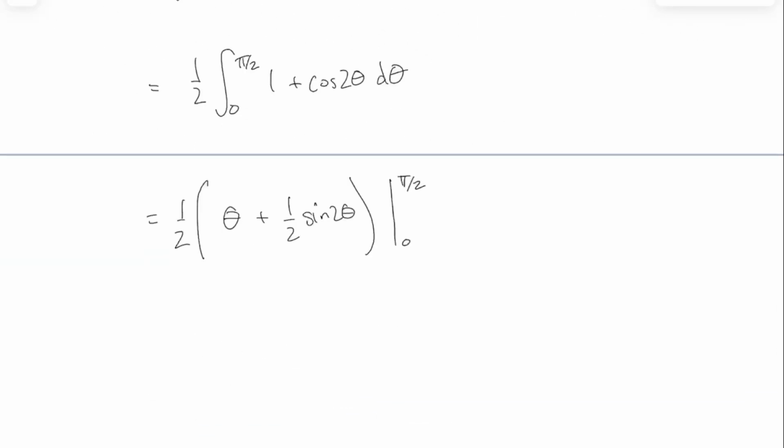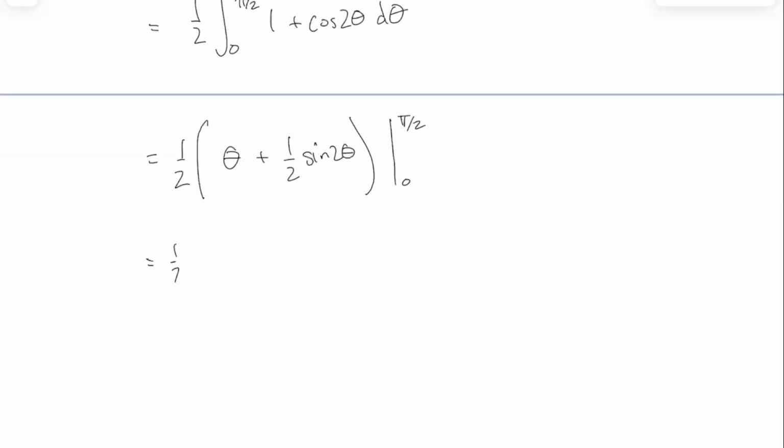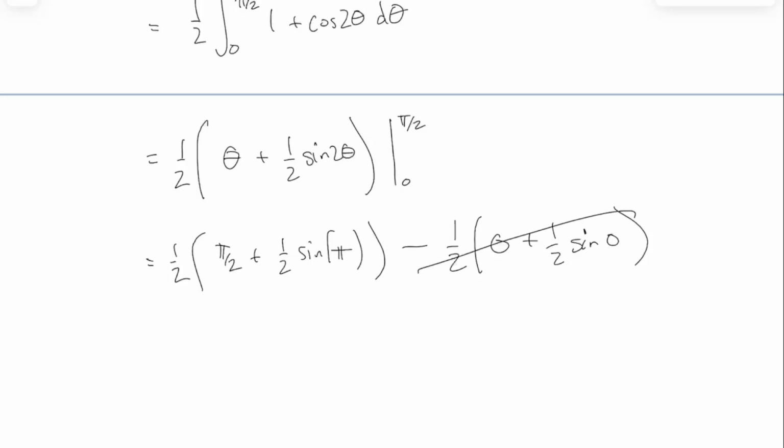Okay, we're not quite done here. I want to get pi over 4. That's supposed to be the answer, right? So let's plug in now pi over 2. So this is a half, pi over 2 plus 1/2 sine of 2 times pi over 2, which is pi, right? And then minus 1/2 times plugging in 0. That's all going to be 0. The sine of pi is also 0. And so I just get 1/2 times pi over 2, pi over 4. It's satisfying to me to be able to do this without thinking of it as an area. Right? All right.